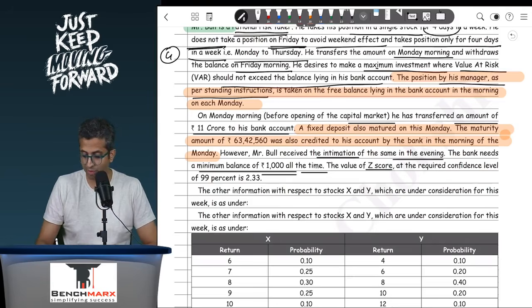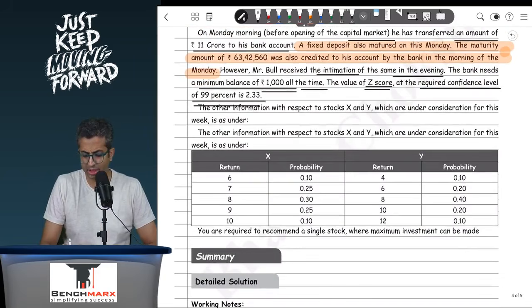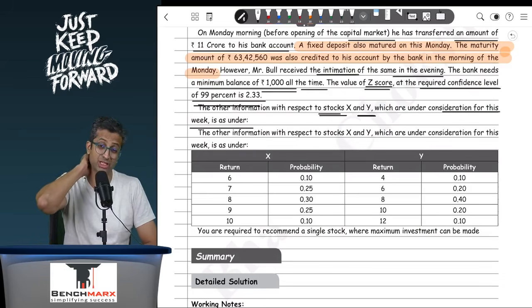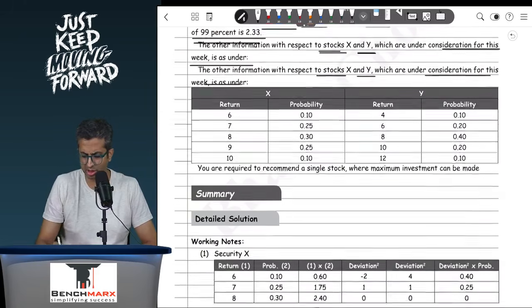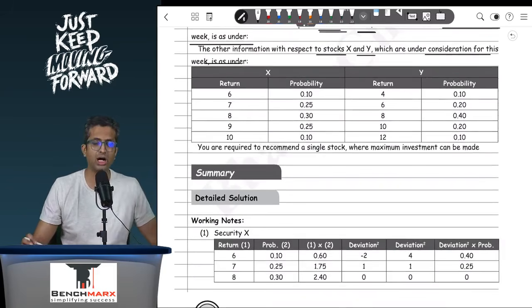So the value of Z score at the required confidence level at 99% is 2.33. Now this is the Z score value. So the Z value is given. The other information in regard to stock X and Y which are under consideration for this week is as under. So the manager can take a position either in X or in Y. You have been given the return of X and return of Y and also the probabilities. So basically the question does not essentially tell you what is the standard deviation of X, what is the standard deviation of Y.